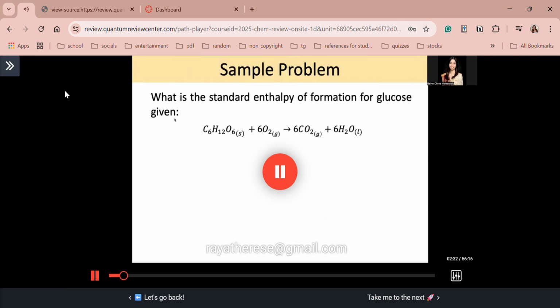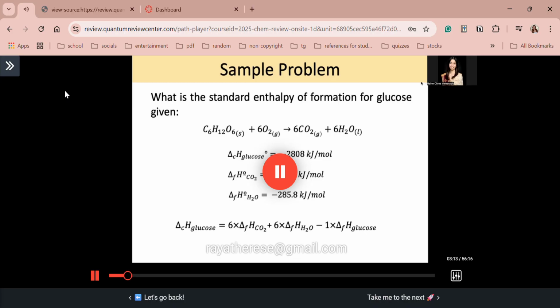Now let's try to answer. What is the standard enthalpy of formation for glucose? Given glucose plus oxygen forms carbon dioxide and water. So in this reaction, guys, okay, try natin i-determine ang standard enthalpy of formation using the properties of enthalpy. Here we are given the enthalpy of combustion for glucose, which is equal to negative 2808 kilojoules per mole. Enthalpy of formation for CO2, which is equal to negative 393.5 kilojoules per mole. And lastly, for the enthalpy of formation for water, that is negative 285.8 kilojoules per mole.